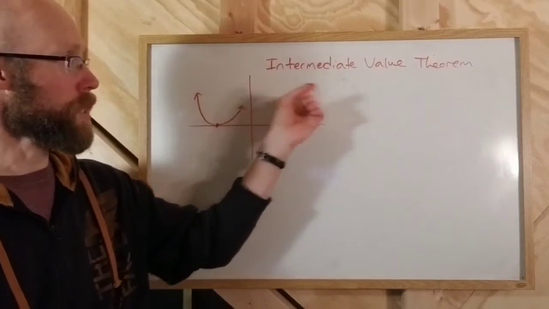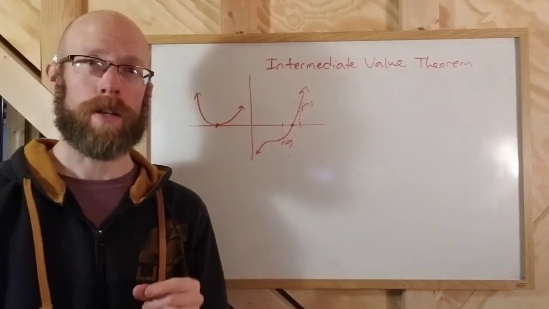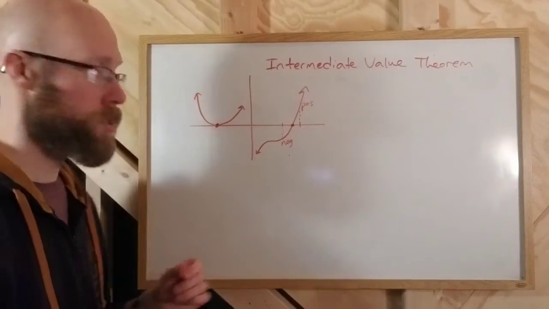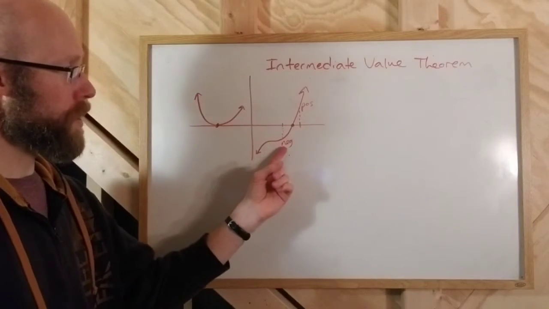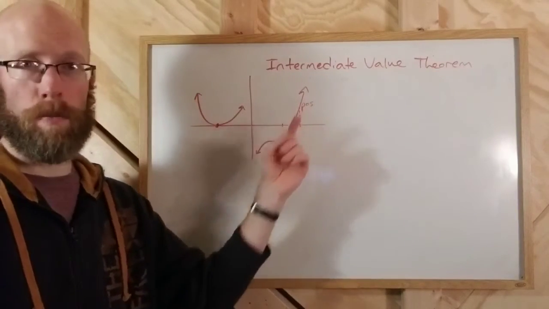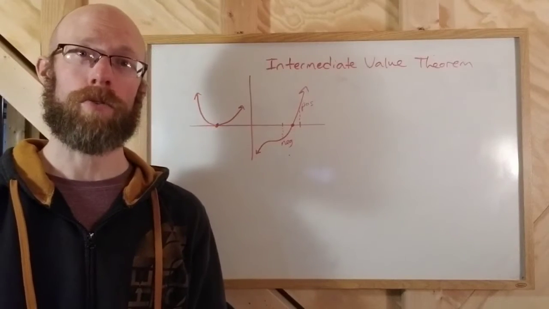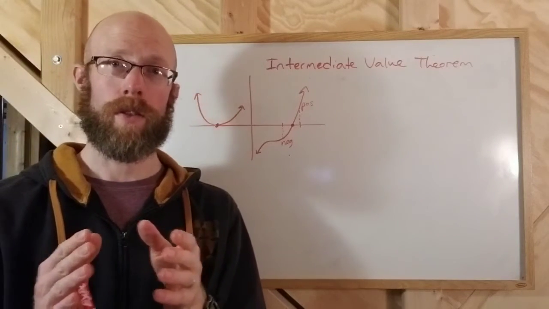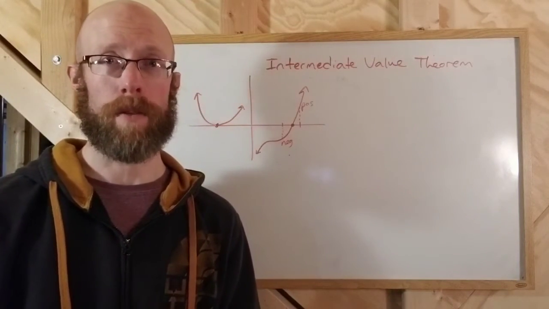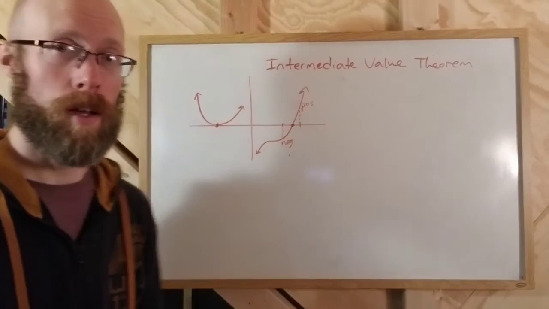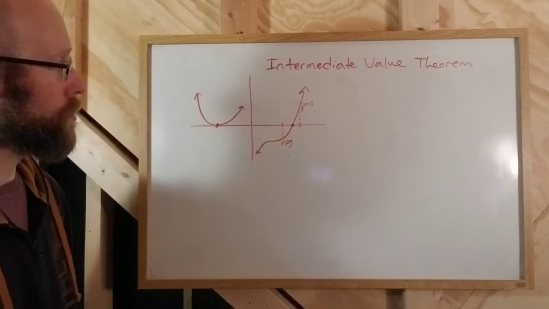There's a theorem called the intermediate value theorem, which basically says if you ever find a situation where function values change from negative to positive or positive to negative, then you know that in between those 2 points there's going to be an x-intercept or a real zero. Okay, and so that's very nice.